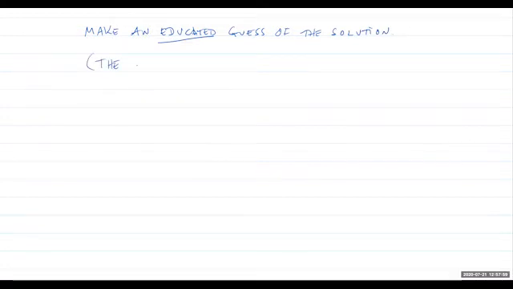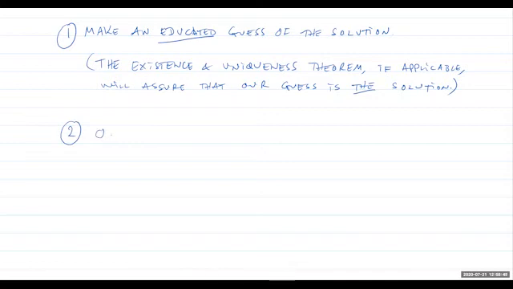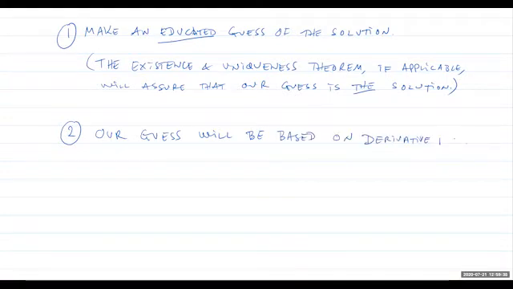What helps afterwards is that if the existence and uniqueness theorem is applicable, then it will help assure that our guess is the solution. That's big idea number one. Big idea number two is that we're not wildly guessing. We will base our guess on the derivative rules that we learned in Calculus 1.